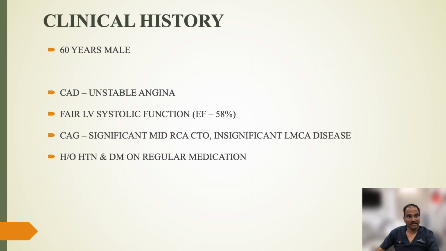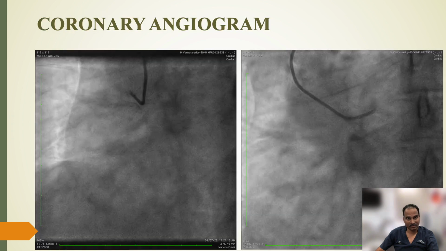This patient is a 60-year-old male, came with unstable angina, had fair LV function, and CAG showed mid-RCA total occlusion, kind of spontaneous dissection, a total occlusion with recognized RCA, and he has comorbids of hypertension and diabetes.